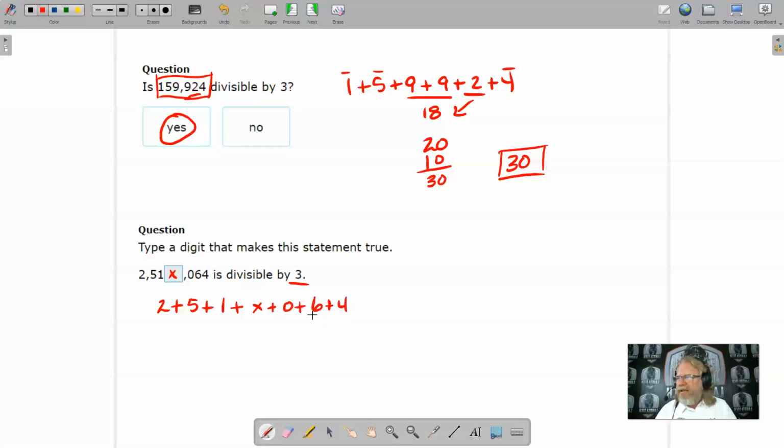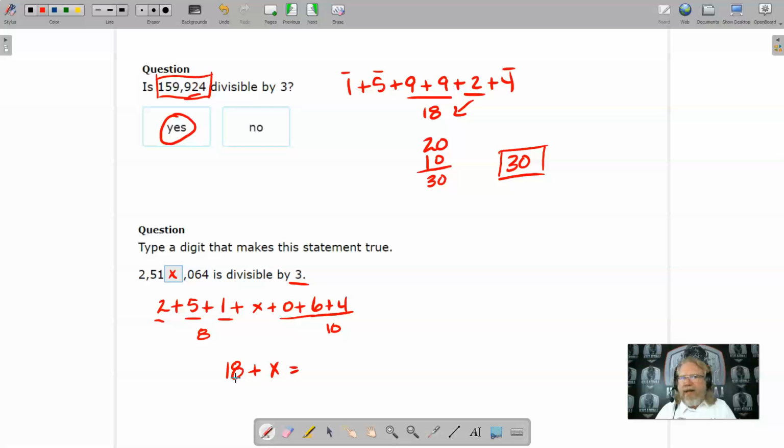Let's put together some easy stuff. Look at there. We got 10 right there. 6 plus 4 is 10. The 0 is not going to change it. We're still at 10. And then over here we have 2, 5, and 1, which 1 and 2 is 3, plus 5 is 8. So we end up with 18. So we still have to do 18 plus x equals some number divisible by 3.